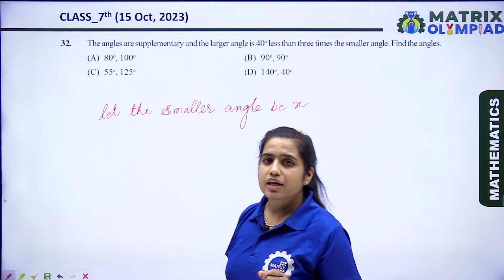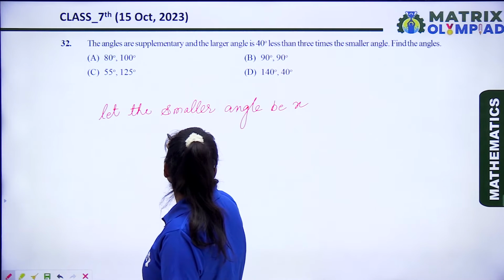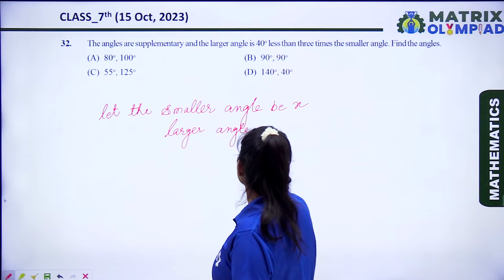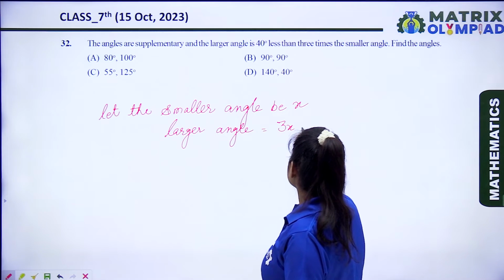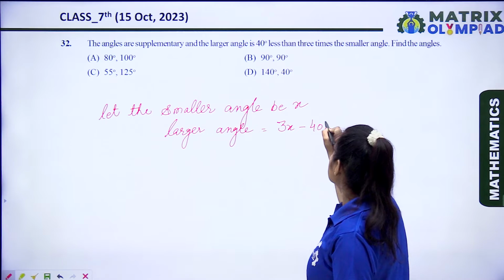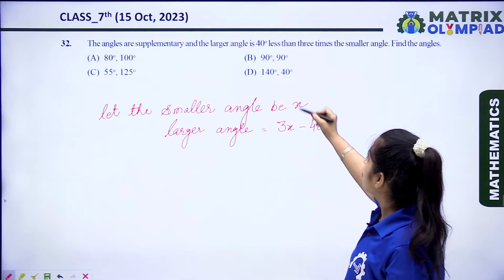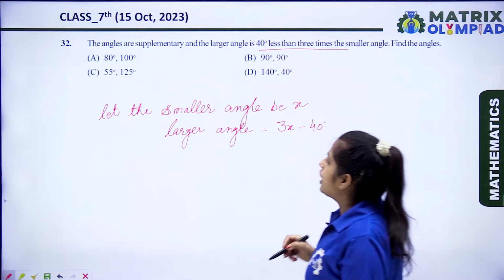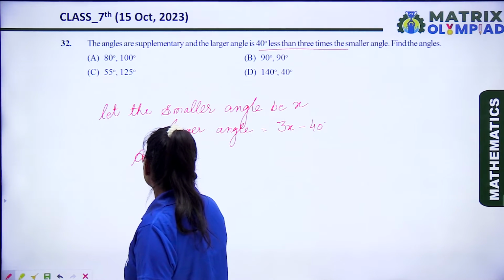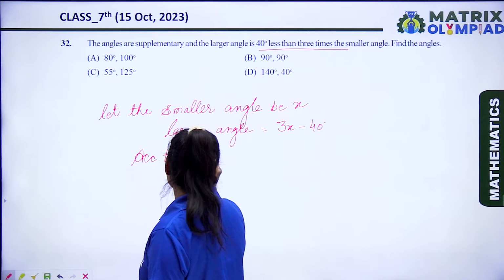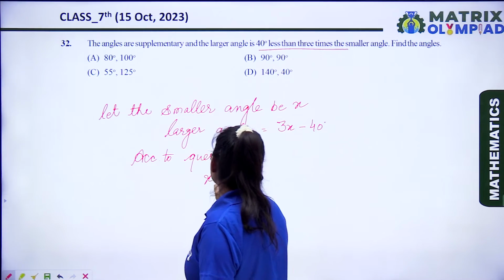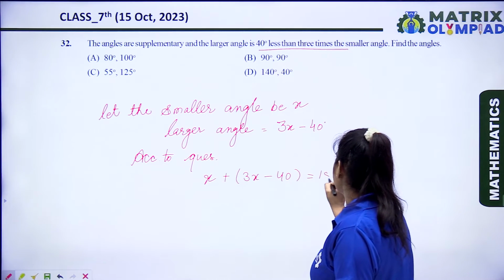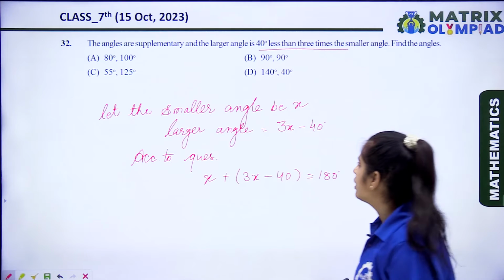अगर स्मॉलर एंगल हमारा x है तो दूसरा एंगल, लार्जर एंगल, कितना हो जाएगा? 3x minus 40 degree, क्योंकि यहाँ पे बोल रहा है लार्जर एंगल इज 40 डिग्री लेस देन 3 टाइम्स द स्मॉलर एंगल. Now according to question, x plus 3x minus 40 is equal to 180 degree. Now let's solve.